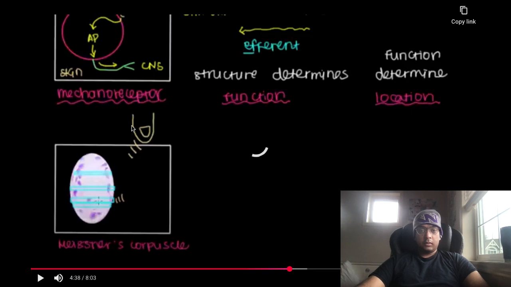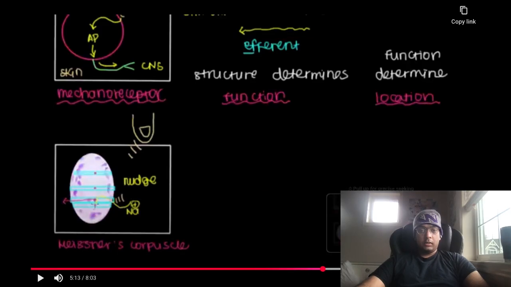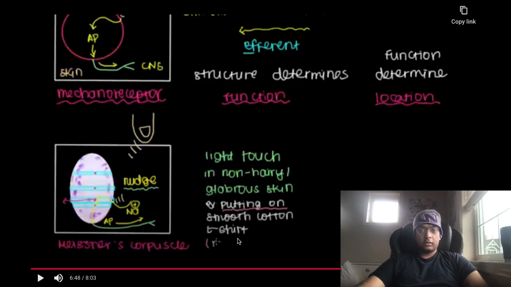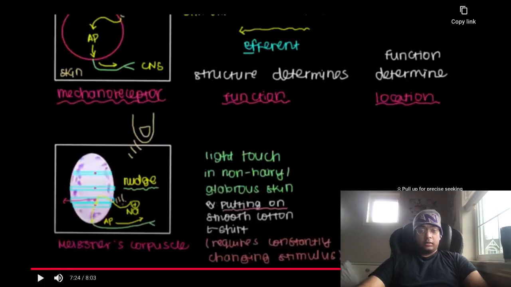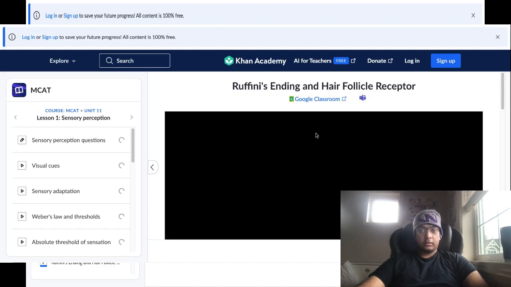Okay, we're going to talk about mechanoreceptor, Meissner's corpuscle. We got that. This is a stop motion. And then we nudge, shift. Every time there's a shift, it causes some kind of movement. Light touch and non-hairy glabrous skin, right? So light touch and non-hairy glabrous skin. This is kind of like, instead of a nudge, you don't need a nudge, and it requires a constantly changing stimulus. Location, papillary dermis. Perfect.